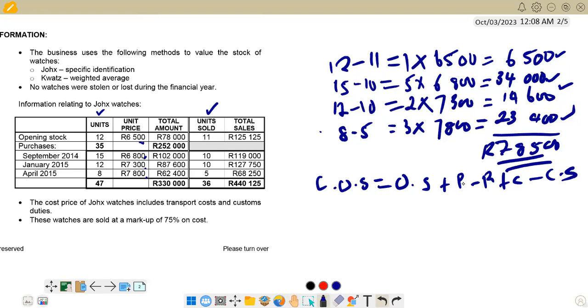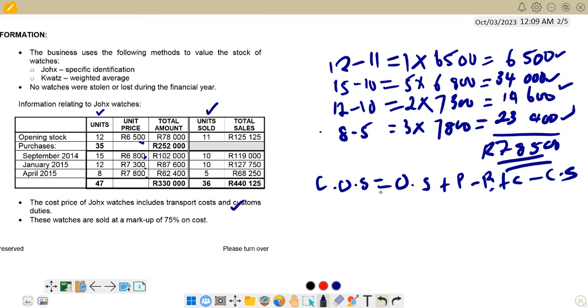According to our question, we don't have returns or carriage stated separately. It says in point 1 that the cost price of Jonks watches includes transport costs. Transport cost is the carriage, and the customs are duties. So it means they are already in the cost price, and we are not worried about them. We leave that.